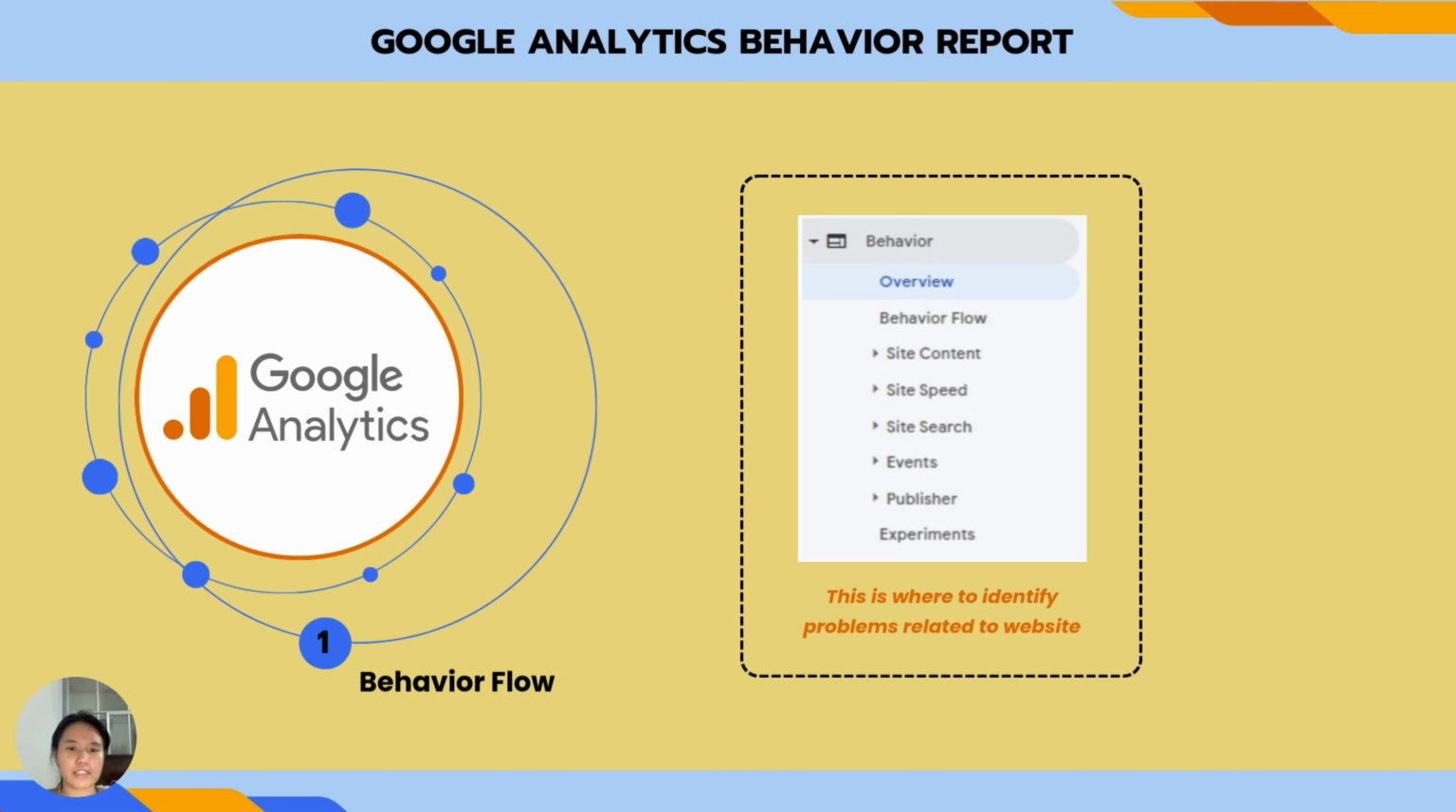Behavior flow visualizes how users move from page to page. For example, from home page to product page to checkout drop-off. If you see a massive drop between the product page and checkout, the product page may lack key information or the add to cart button isn't compelling.